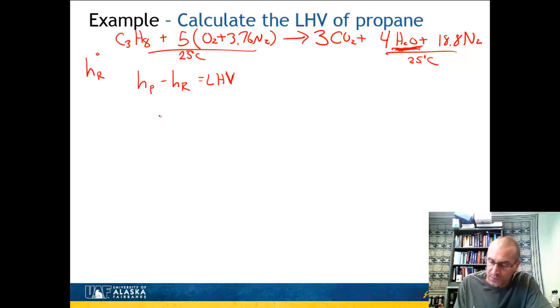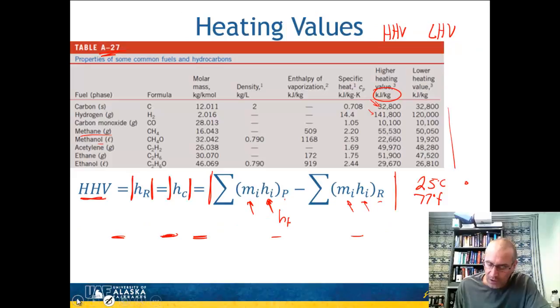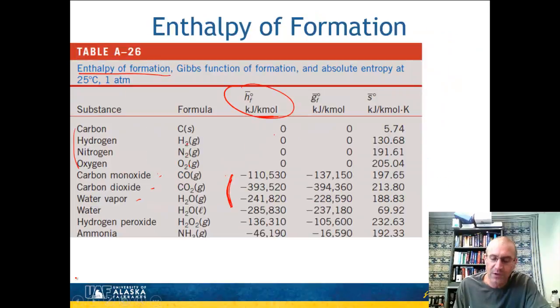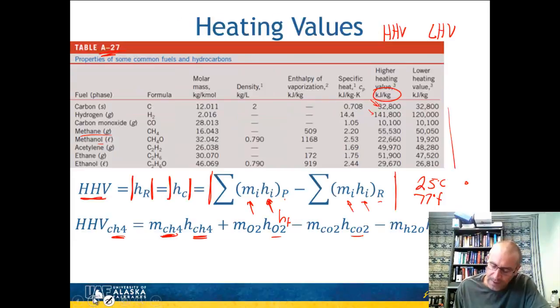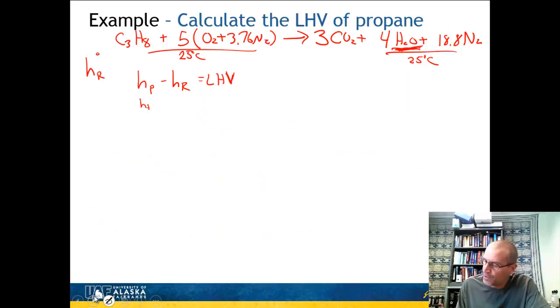So what we're going to do now is find all the enthalpies of formation, because all these enthalpy values here are just the enthalpy of formation for each of these components. If we go back to our enthalpy of formation tables, I've got it for carbon dioxide, minus 393,520, and I'm going to need water vapor, minus 241,820. I'm also going to need it for propane. It's a little farther down on the table. So let's put in those numbers.